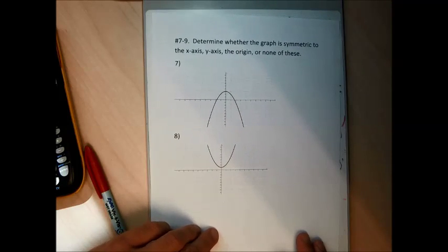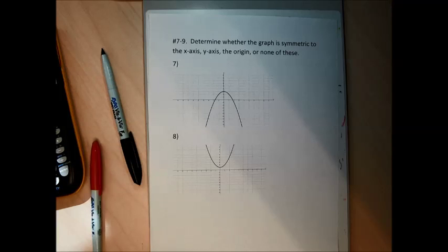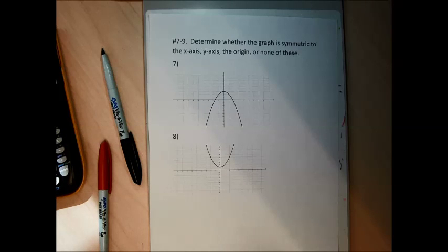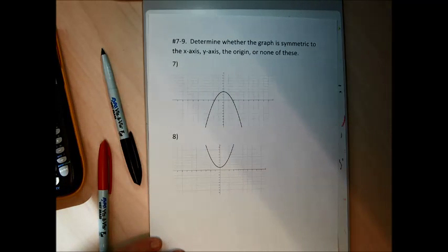7, 8, and 9 are, I think, the easiest problems for figuring out the kind of symmetry from a graph. A graph has x-axis symmetry if a line through the x-axis cuts it into two equal pieces. A graph has y-axis symmetry if a line through the y-axis cuts it into two equal pieces. And a graph has origin symmetry if it looks the same right side up and upside down.